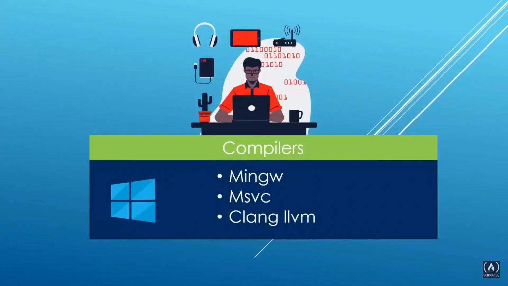In this video, I am going to show you how to install a C++ compiler on your Windows operating system. So we're going to be looking at three kinds of compilers. We're going to look at the MinGW compiler, which gives us access to a GCC-like compiler on Windows. We're going to look at Clang LLVM, which is another compiler. We're going to look at the compiler from Microsoft.